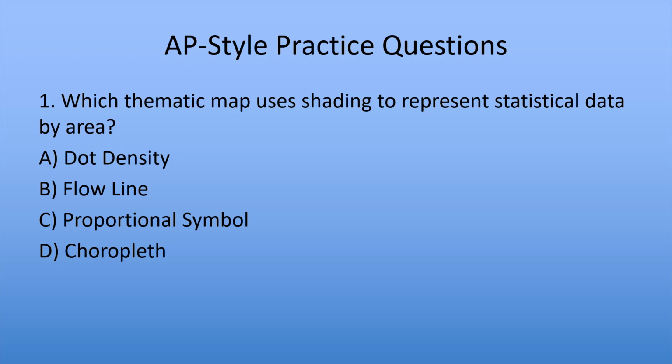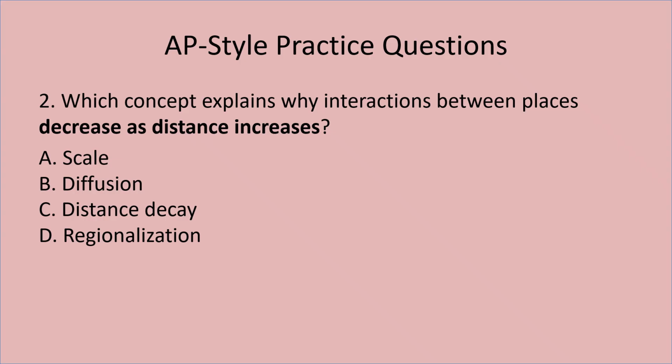Did you guess? The answer is D, choropleth. A choropleth map uses shading. Remember the political map we looked at? Let's try another one. Question 2.